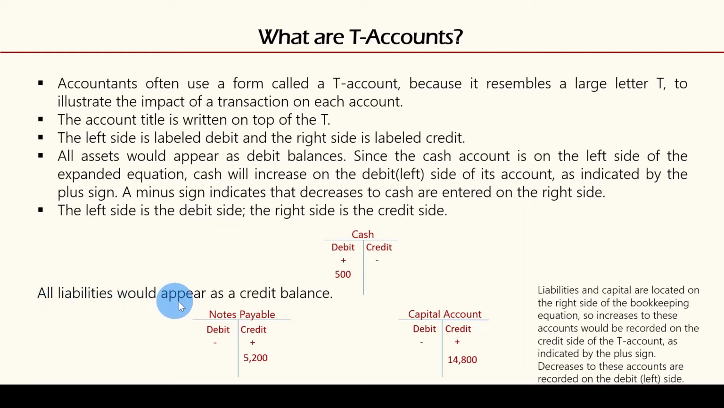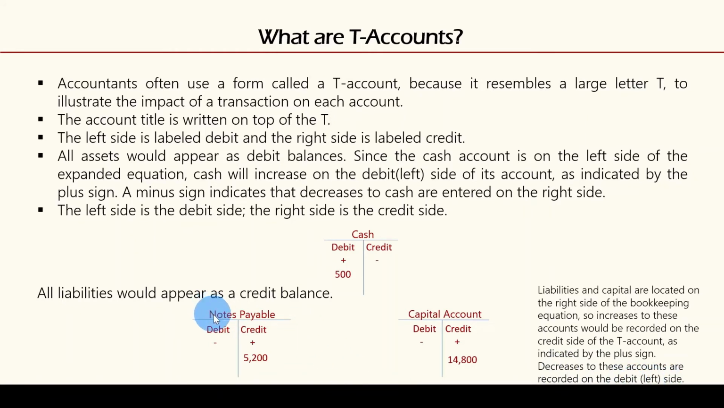All liabilities would appear as a credit balance. Basically liabilities, revenues and capital are on the right side of the equation, and they have the default balance as credit. Liabilities and capital are located on the right side of the bookkeeping equation. So increases to these accounts would be recorded on the credit side of the T account, as indicated by the plus sign. Decreases to these accounts are recorded on the debit side.